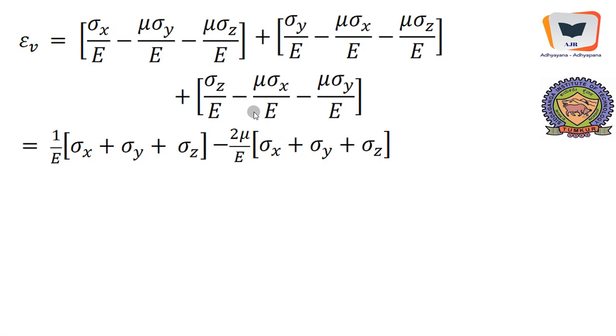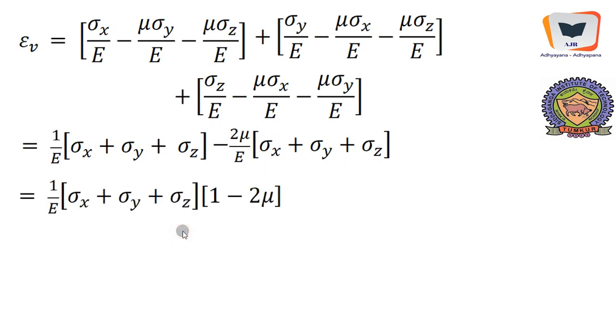Okay, therefore we will separate 2 mu by E as a common factor, and we will once again get a factor sigma x plus sigma y plus sigma z. Once again we can take the common factor as sigma x plus sigma y plus sigma z divided by E as the common factor, and what remains in the brackets is 1 minus 2 mu.